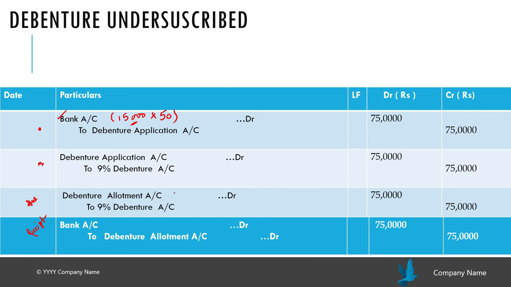Again, the allotment money will be made due on 15,000 debentures. That is again rupees 50 on allotment. So this will be 15,000 into 50, 75,000, and the same value will be received at the time of allotment. That is 75,000, and the entry will be bank account to debenture allotment account.